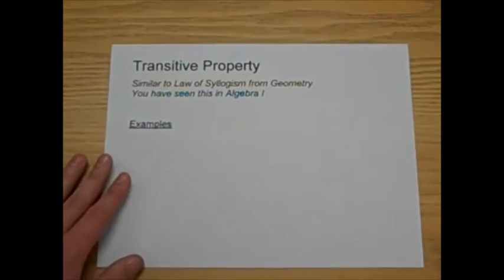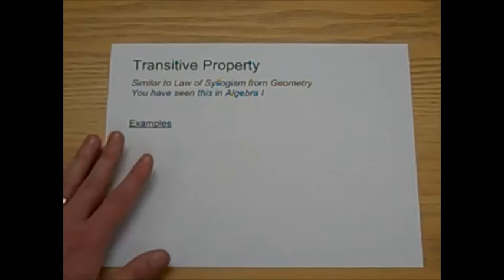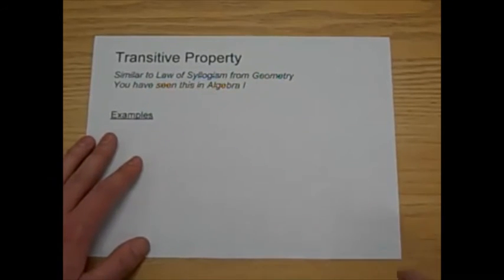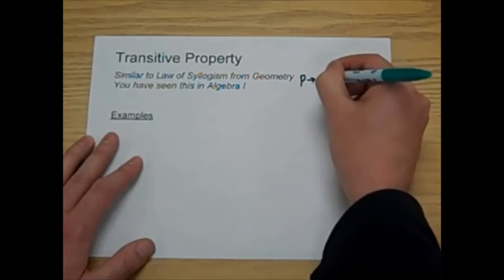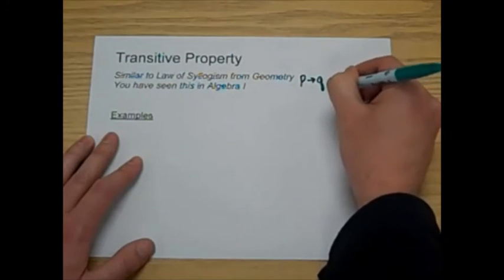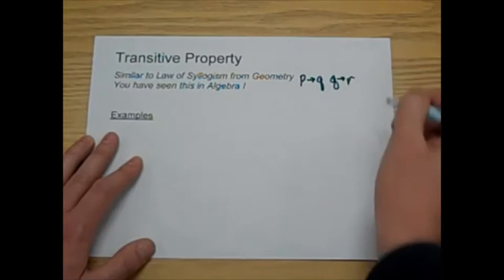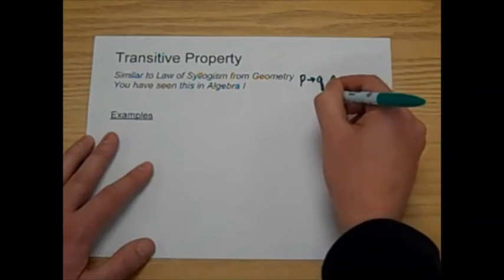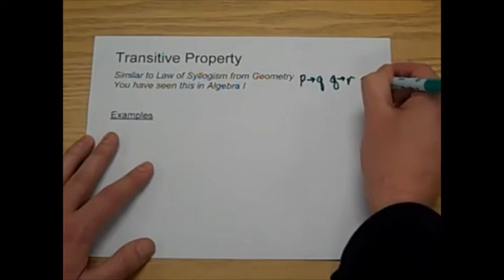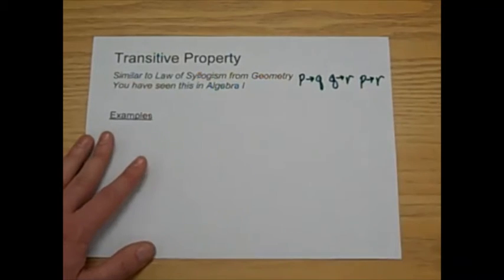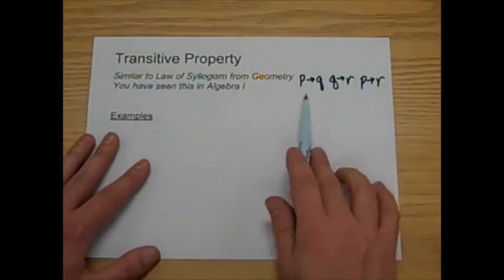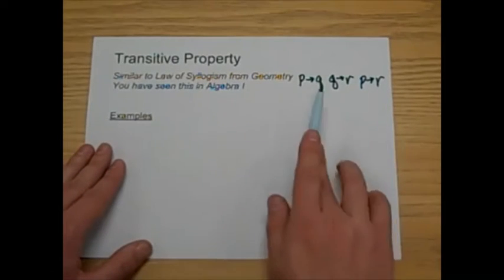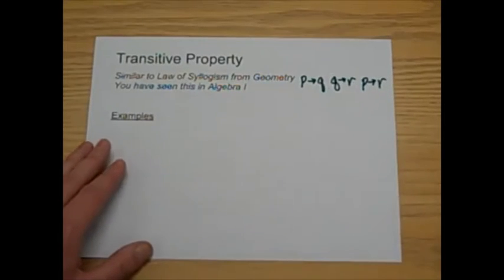Next property is the transitive property. Now this is similar to the law of syllogism from geometry, and if you remember that, this was the logic unit. You had if P then Q, if Q then R. Your conclusion was if P then R. Okay, now you probably associated words with that. You probably put that in sentence form, but that's the symbolic representation of the law of syllogism.